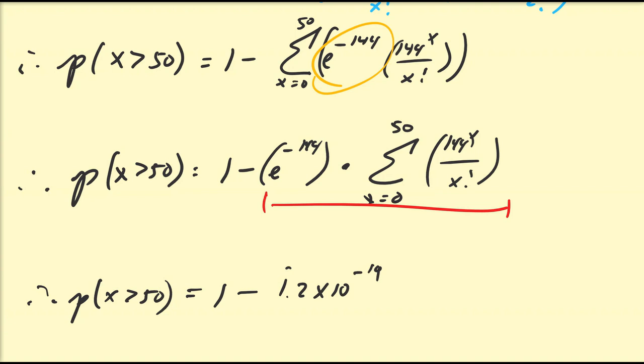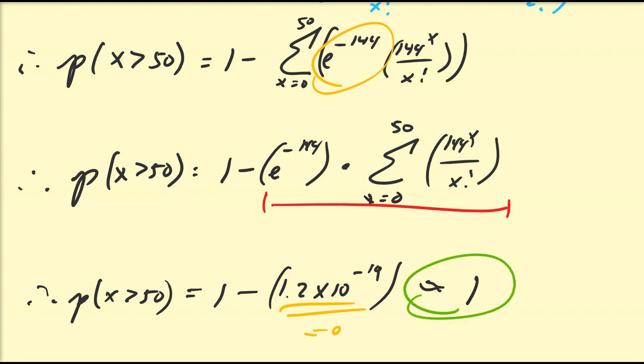So once you do out this expression, you'll get that it's approximately equal to 1 minus 1.2 times 10 to the power of negative 19, which in general is a really small number, so we can say it's approximately equal to 0. So this is approximately equal to 1. Now make sure if you have any things like this, do not say that this is equal to 1 because that means it's guaranteed to happen. So it's not exactly equal to 1, but approximately equal to 1. So it's really important to denote that difference.